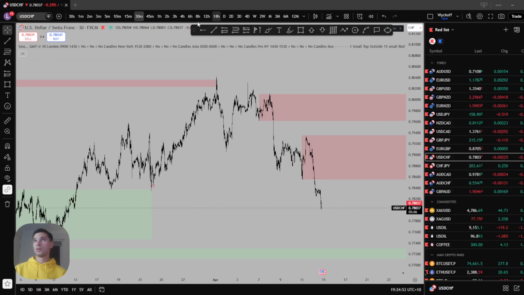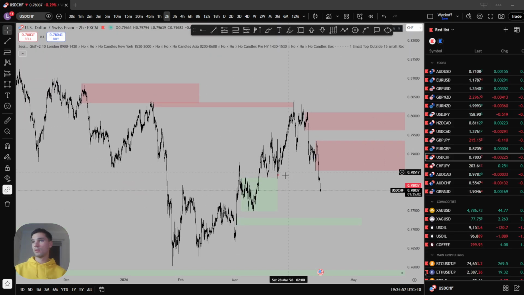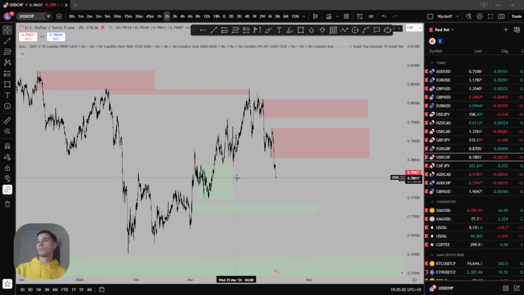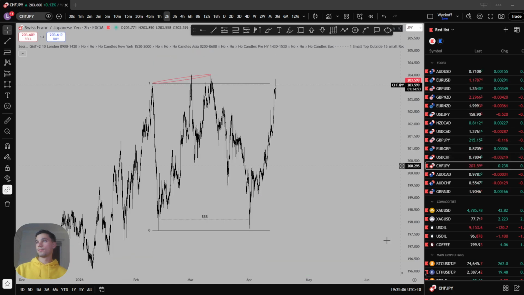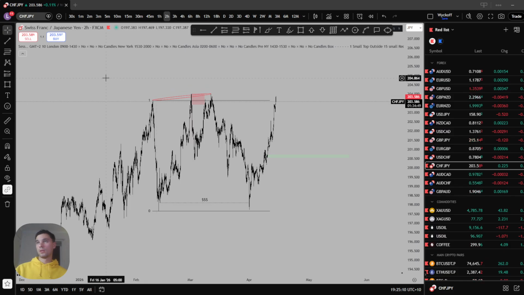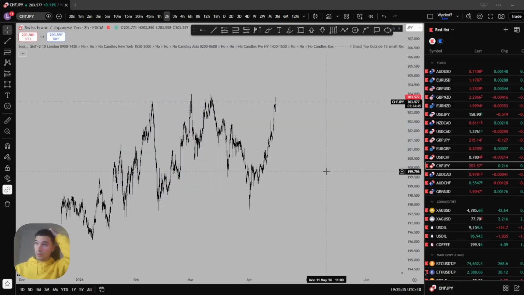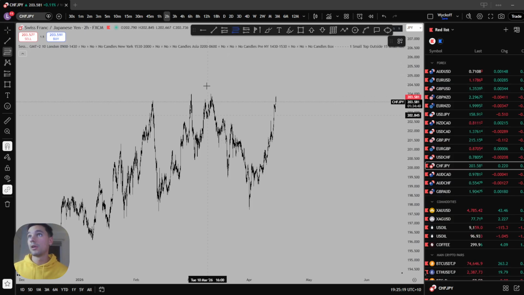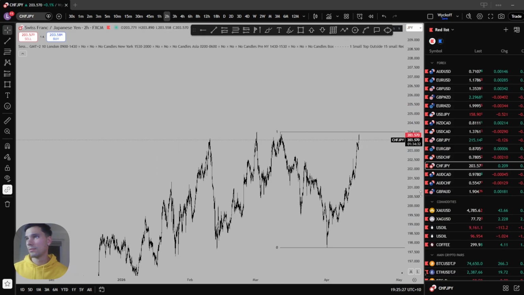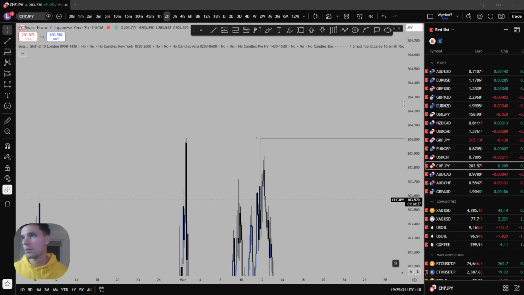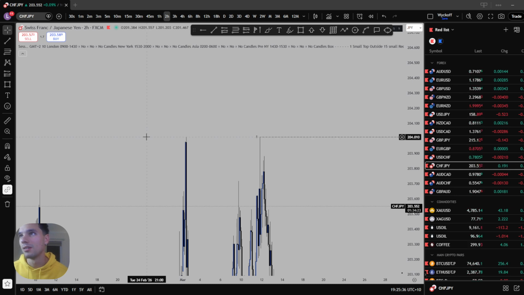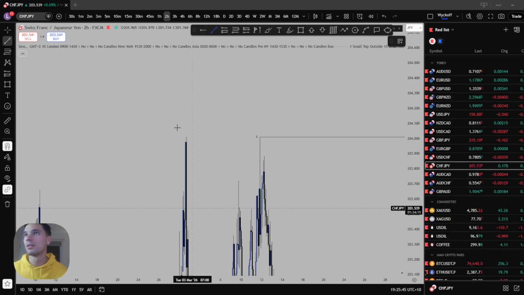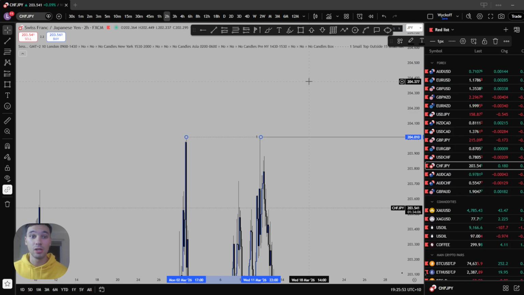USD Swiss franc, JPY remains. This is now gone. I am no longer interested, and this will be our new range. I just want to make sure that it's valid. Are these equal highs? Nah, surely not. No way. I think these are equal highs. Like, what? Yeah, equal highs.